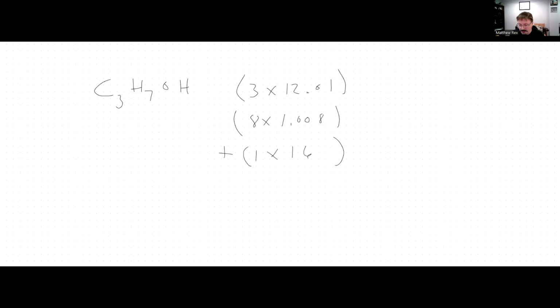So we take all these, multiply them, add them, and we should get 60.094. And this is, so a single one would be AMU. This is for a mole, so we're looking for the molar mass. So now it would be that many grams in 1 mole.